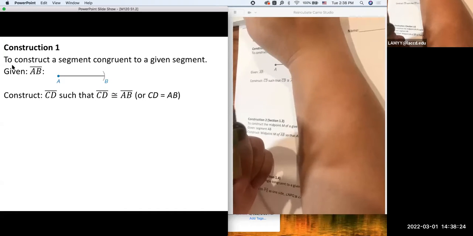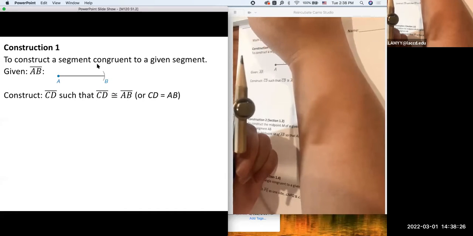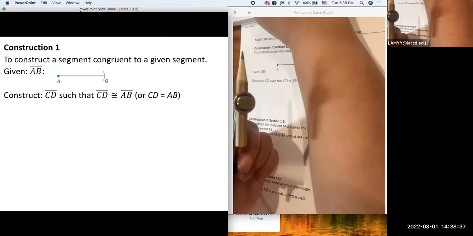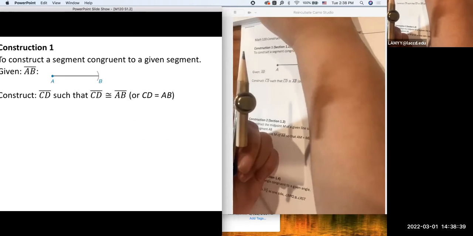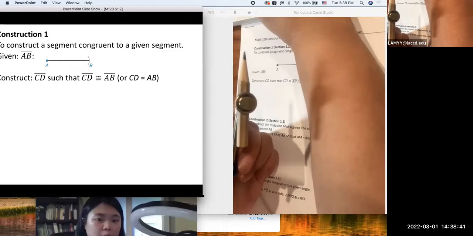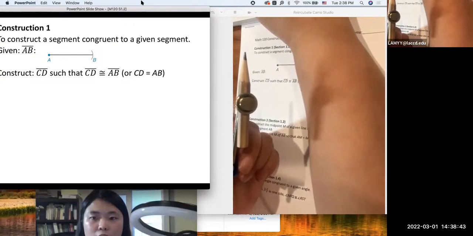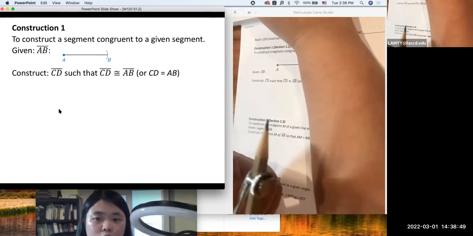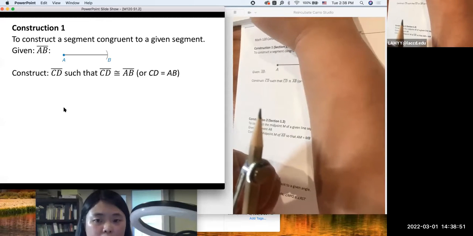So the first one, we need to construct a segment congruent to a given segment. The given segment is AB, you see the AB here? I want you guys to construct a segment exactly the same length as AB. We'll call this CD. Using the compass, construct the line CD, and CD will be congruent to AB.